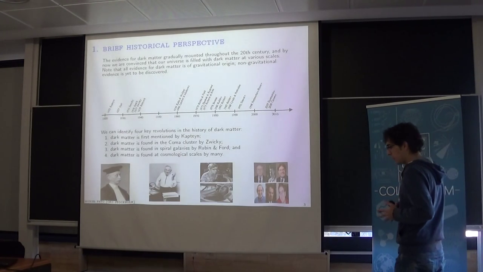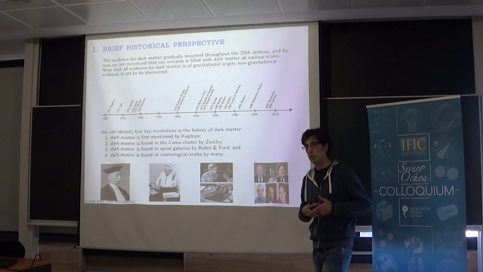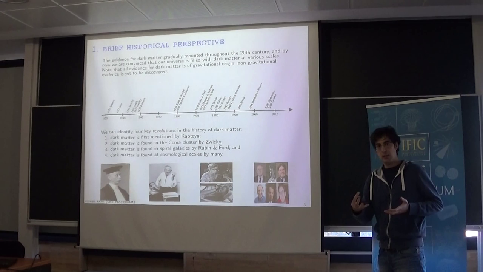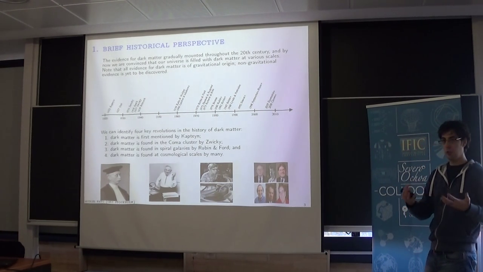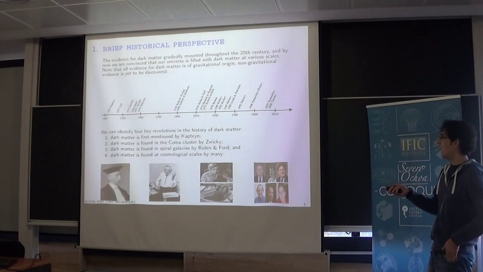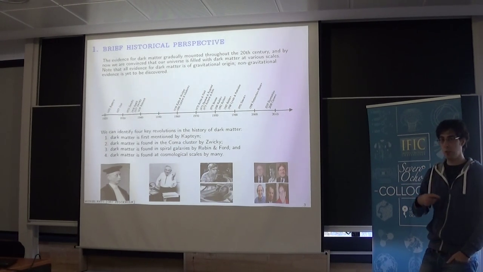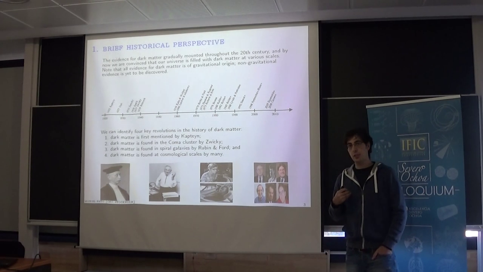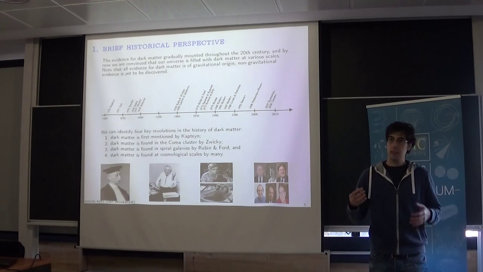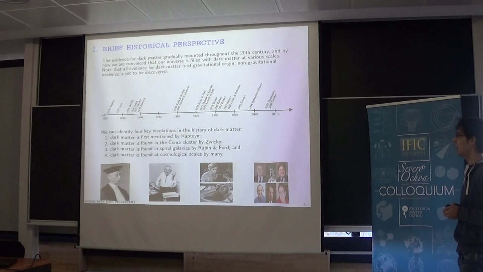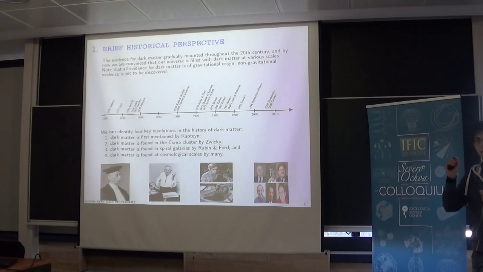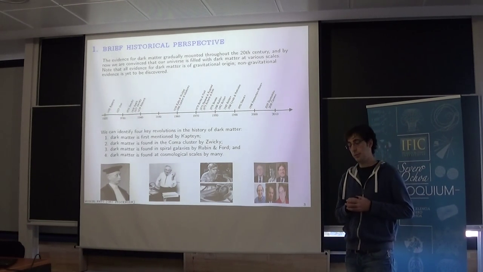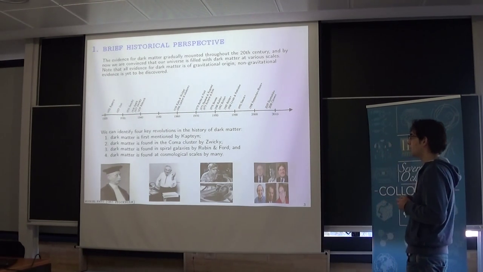Okay, so the evidence for dark matter has mounted throughout the 20th century. The very early remarks on the possibility of dark material contributing to the dynamics of our galaxy happened in the 20s by people like Jacobus Kapteyn and Jan Oort. Then, as you probably know, in the 30s, Zwicky hypothesized the existence of huge amounts of dark matter in the Coma cluster of galaxies by studying the velocity dispersion of the galaxies in that cluster.